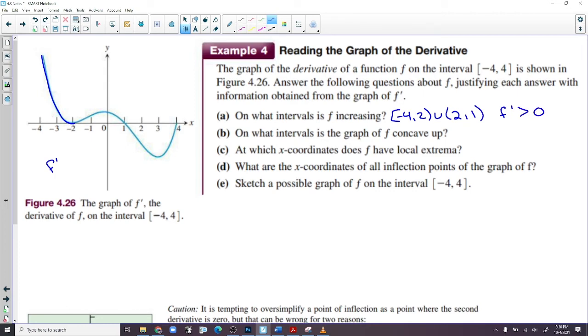On what intervals is the graph of f concave up? Well, we want to know where f prime is increasing. In other words, where the slopes of f prime are positive. 2 to 0, and then 3 to 4. Now, how do I know that the graph is concave up? F prime is increasing.